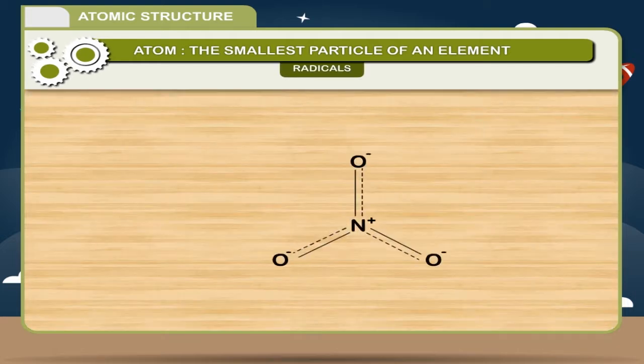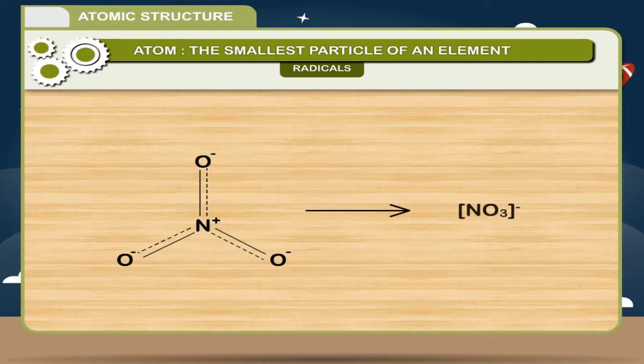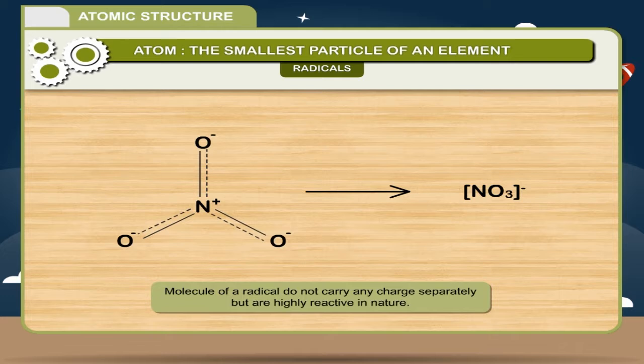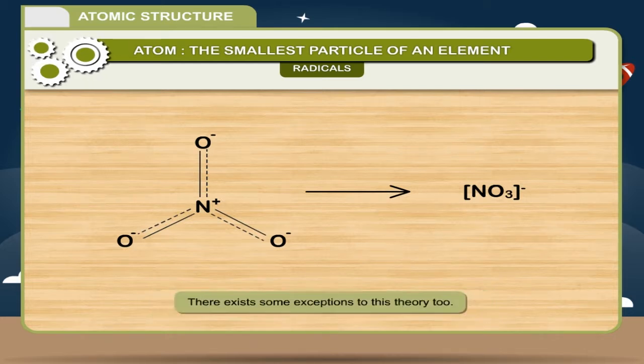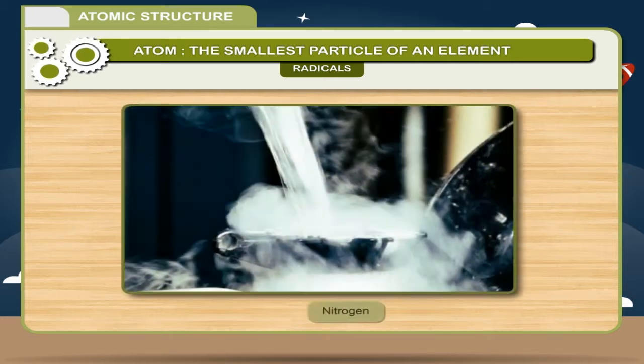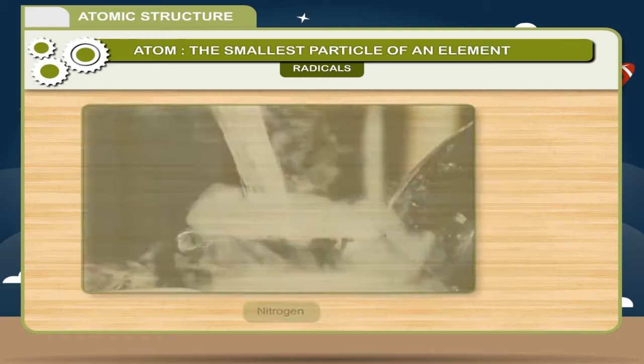Radicals. A radical is defined as a group of atoms of different elements combined together to act as a single unit and carrying a charge. Any single molecule of the radical is not capable of independent existence. Molecules of a radical do not carry any charge separately, but are highly reactive in nature. There exist some exceptions to this theory too. For example, nitrogen, elemental, is a radical, not an anion.